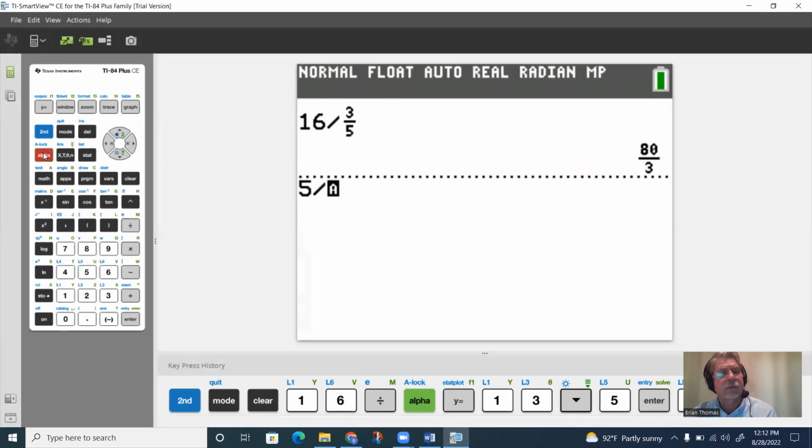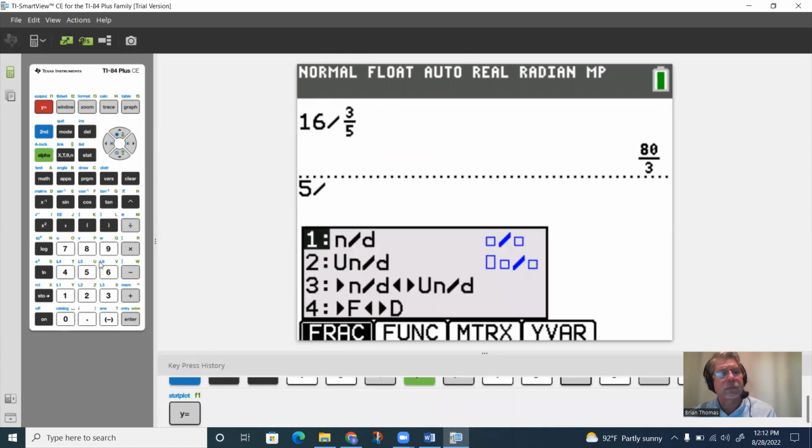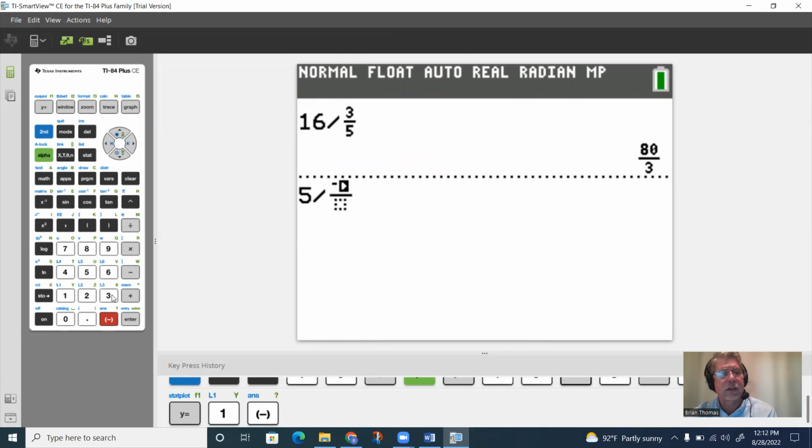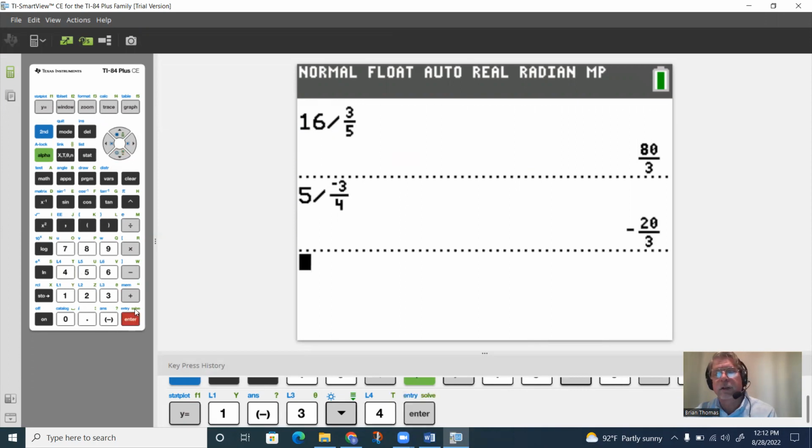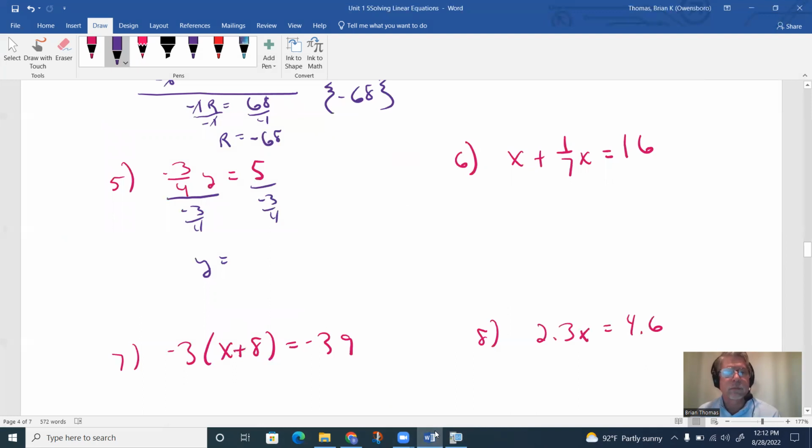So if you use my alpha button, so I have then negative 3/4. And that's going to give me negative 20/3. Let's see if I can get this working here. So negative 20/3 would be my solution. So my solution state would be negative 20/3.